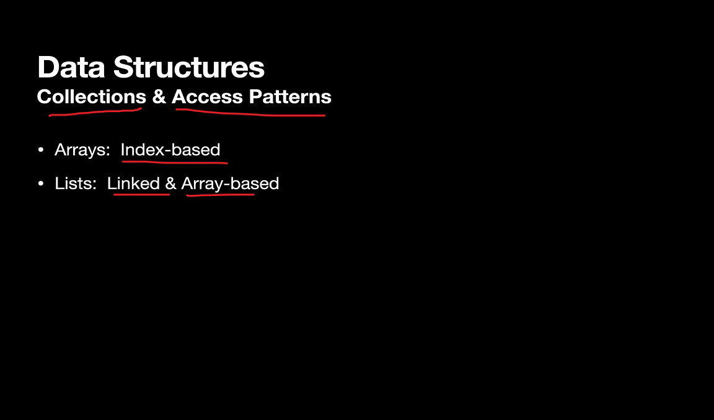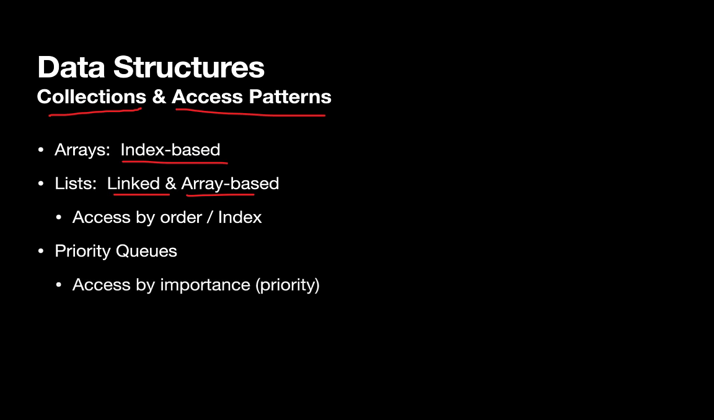For the lists, we were accessing data in order from first to last, and sometimes we may still do index-based operations, but we might have more general things that allow us to go forward or backwards through the list as well. After that, we started looking into the concept of priority queues, where we wanted to access data in order of importance or by its priority.